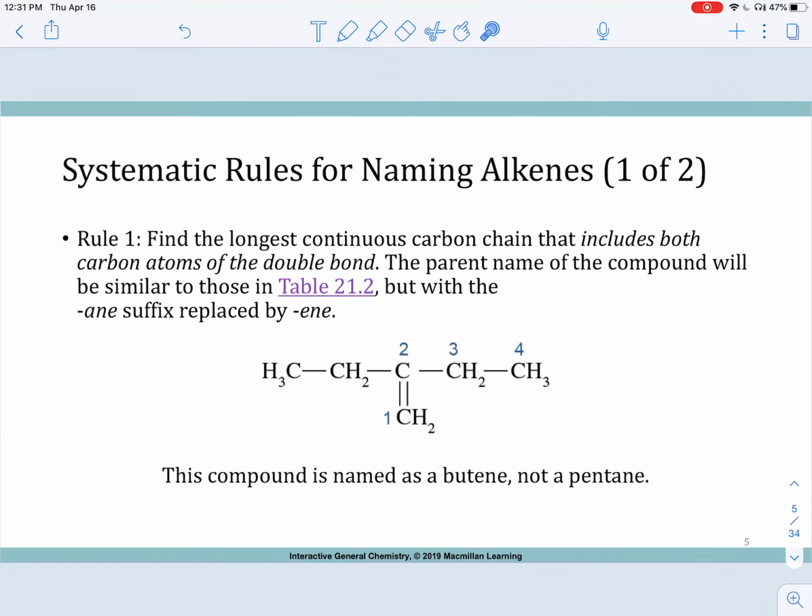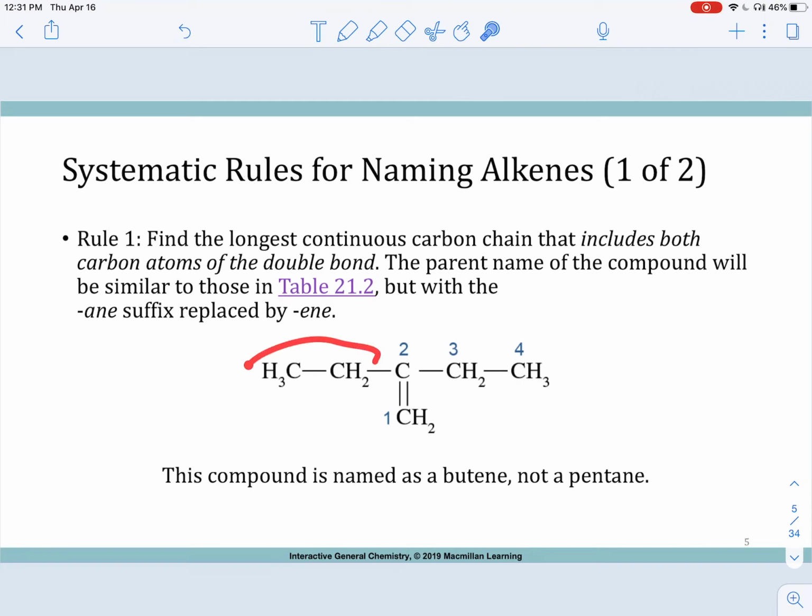But importantly, find the longest continuous carbon chain that includes both carbon atoms of the double bond. So actually, I'm going to change this to on. I would not want to number this 1, 2, 3, 4, 5, because I want to keep the longest chain that includes my double bond. So instead, I want to number this as a 1, 2, 3, 4. This is a butene.